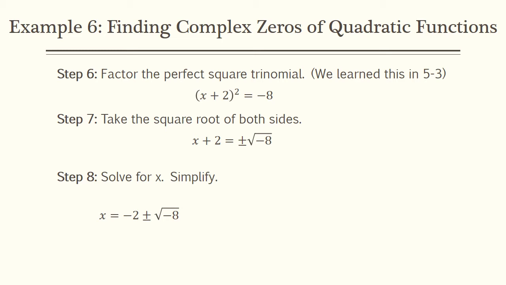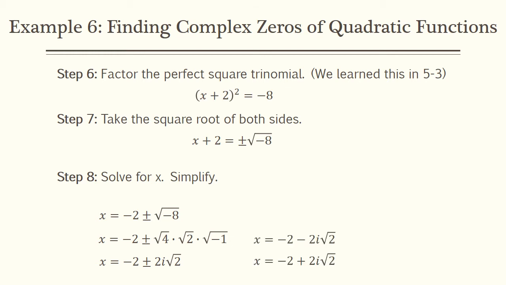Now the only place that this is going to be different is now I have a square root of a negative number inside. So when I go to break down the square root of negative 8, the product property is the square root of 4 times the square root of 2 times the square root of negative 1. 4 times 2 is 8. 8 times negative 1 is negative 8. And simplify everything from there. Square root of 4 simplifies to 2. Square root of negative 1 simplifies to i. So I have x equals negative 2 plus or minus 2i times the square root of 2. And you can rewrite it as the two separate solutions of negative 2 minus 2i root 2 and negative 2 plus 2i root 2.